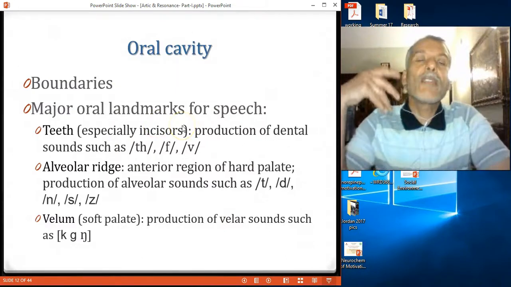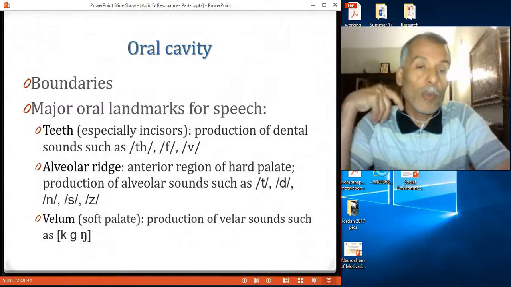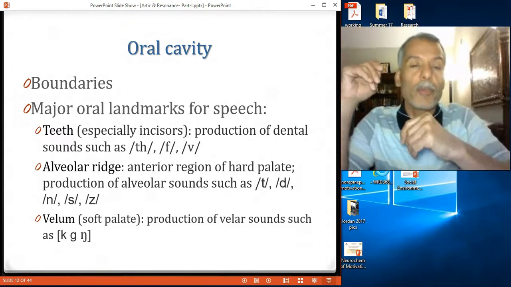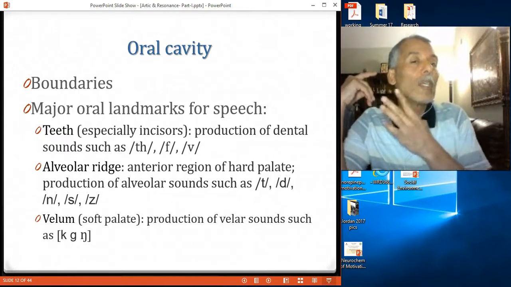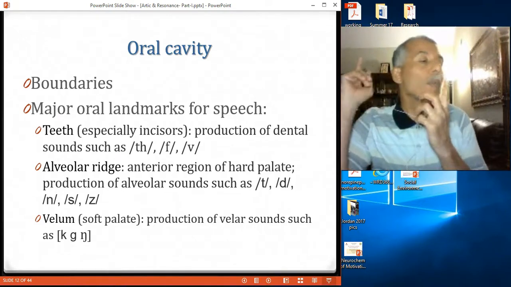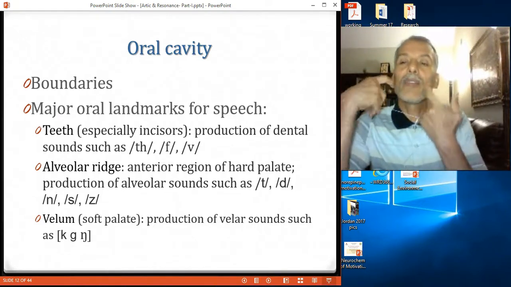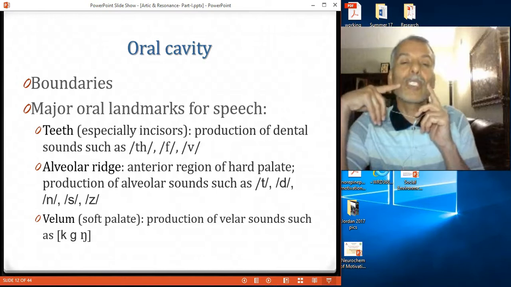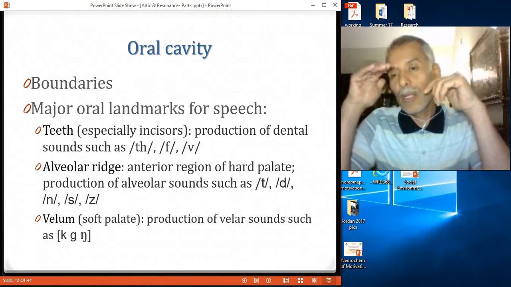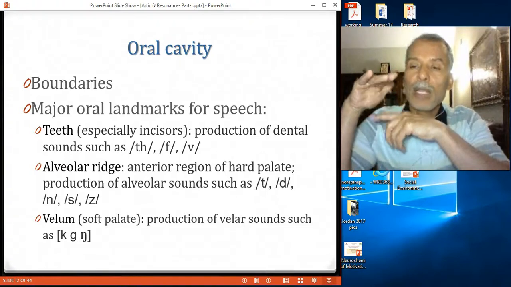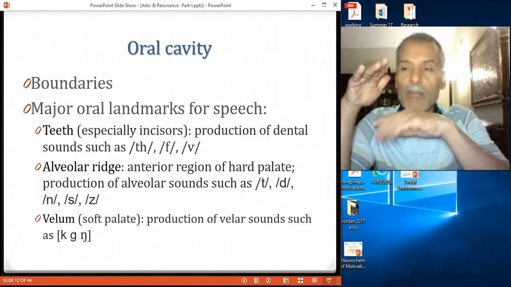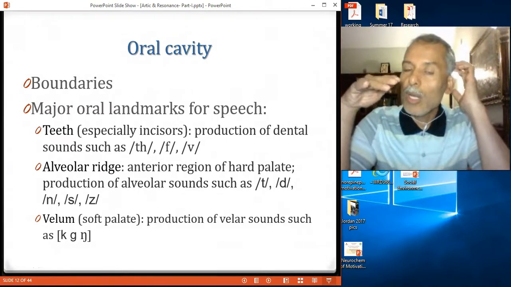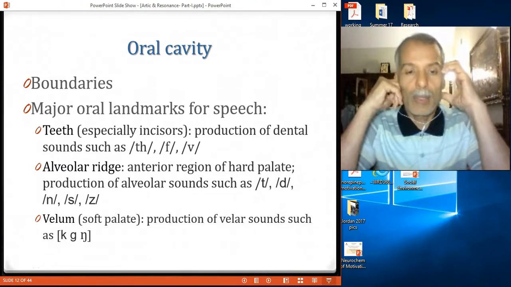So the oral cavity, the boundaries of it. Now we spoke about the pharynx, we spoke about the structure of it, because this is not an anatomy class, it's just a quick review. The oral cavity boundaries are from the lips to the faucial pillars that make the anterior and posterior, and then from one side of the cheek to the other, that is the lateral boundaries. And then, of course, the hard palate and the soft palate make the top of the oral cavity, and the lower is the floor of the jaw, and you have the tongue sitting there.